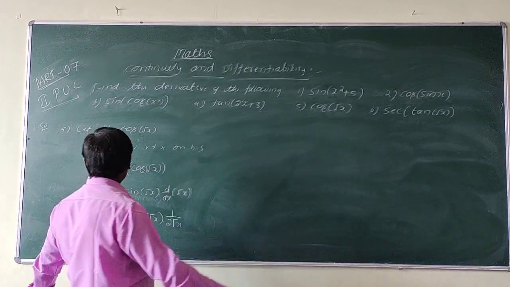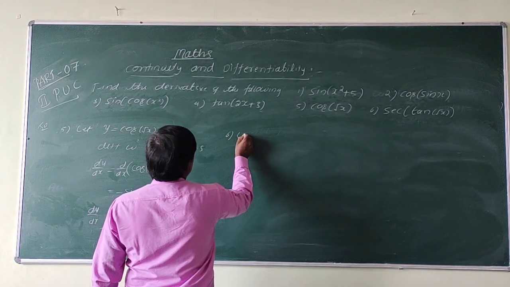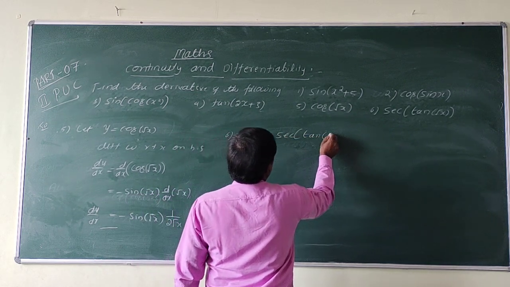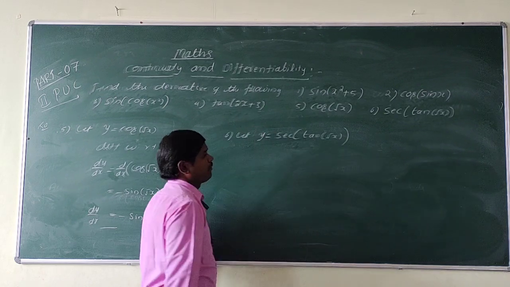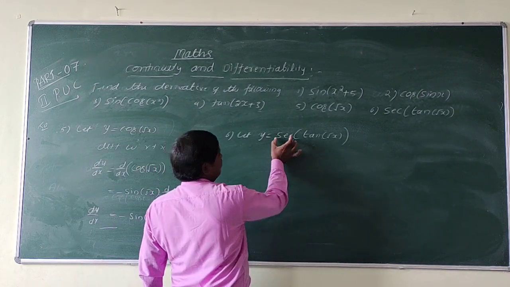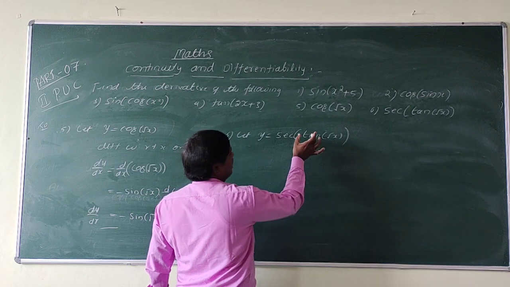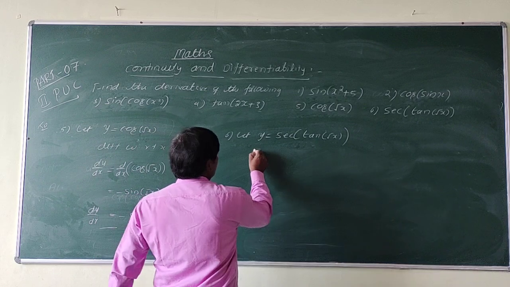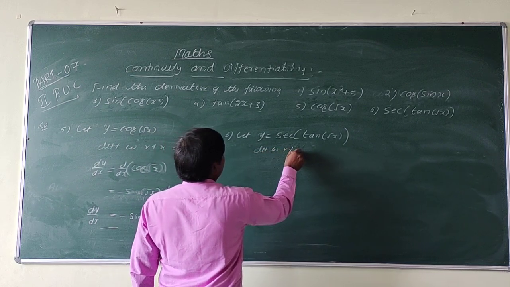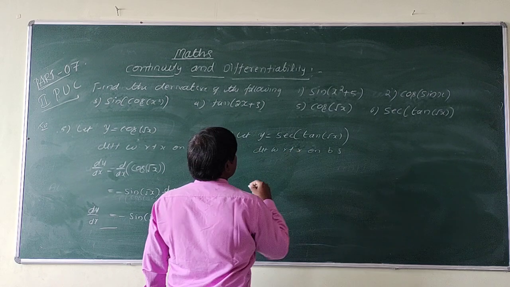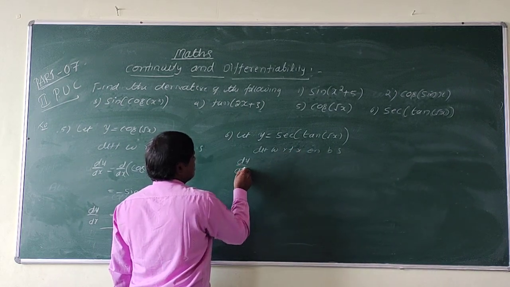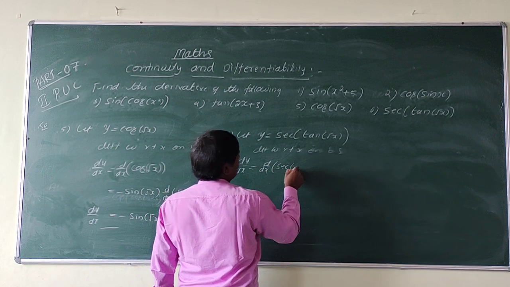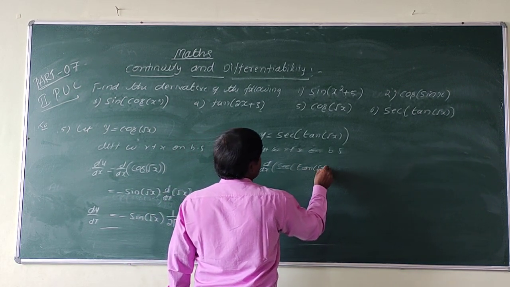Okay, next one more problem. 6.1: y is equal to secant of tan of root x. First we are going to differentiate secant, then tan, and then root x. So differentiate with respect to x on both sides.